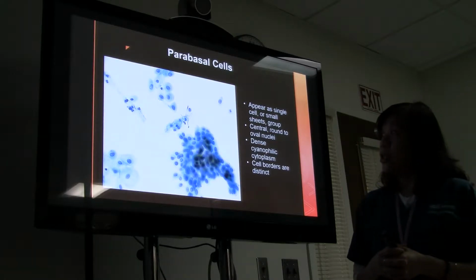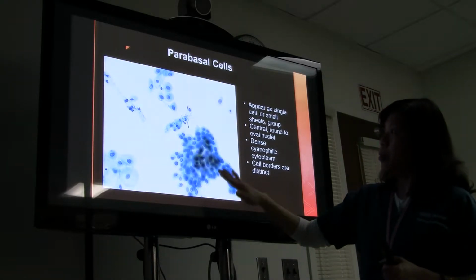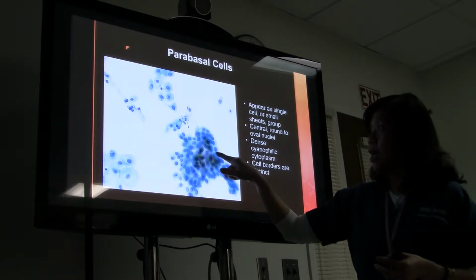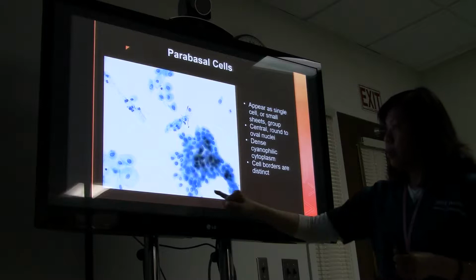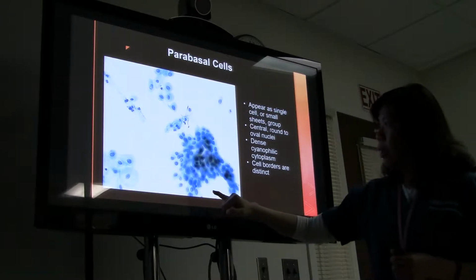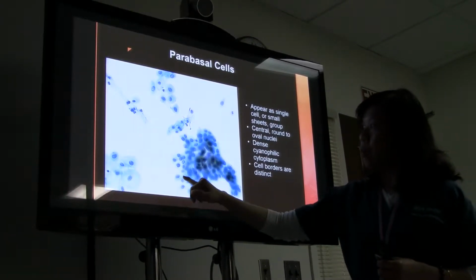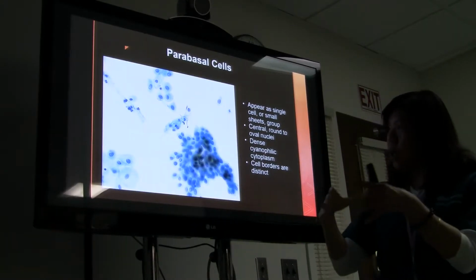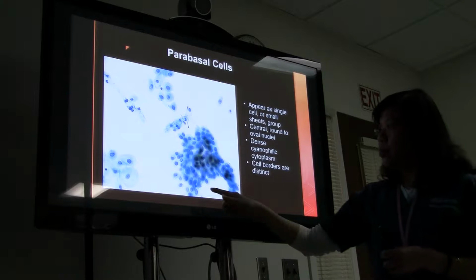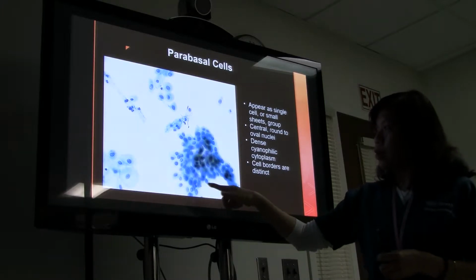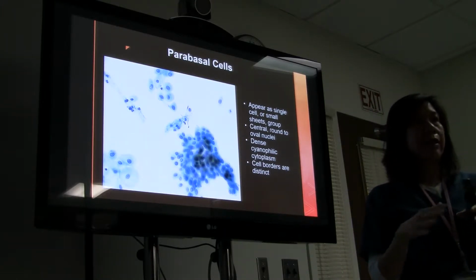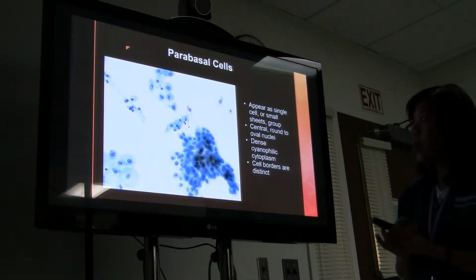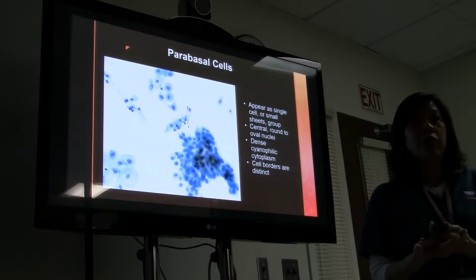Here is a sheet of parabasal cells, but in multiple layers. The center one is kind of blurry because you couldn't see. But if you look at the ones at the edges, again, they all have a very round, small nucleus, sitting right in the center. The cells among each other, they respect their space. They're not really crowded together. They're not really pushing into each other. They just kind of pile on top of each other. That's all.